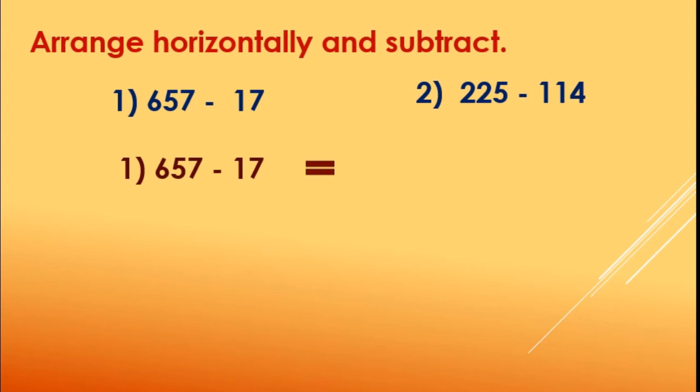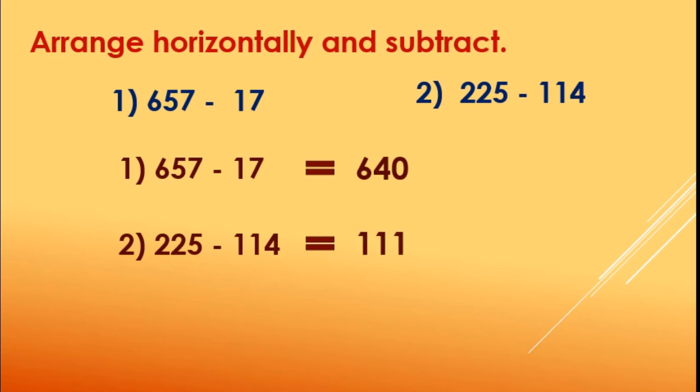Always subtract the unit place number from the unit place, and the digit in the tens place from the tens place. The answer is 640. Okay. The second one is 225 minus 114. Here also 5 minus 4, 2 minus 1 and 2 minus 1. Isn't it? So, got the answer? Yes, right. The answer is 111.